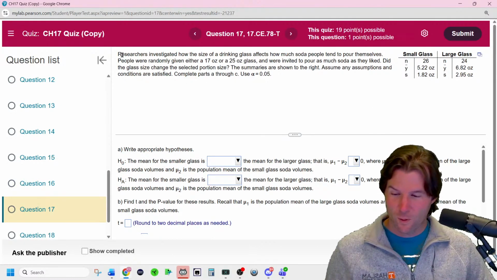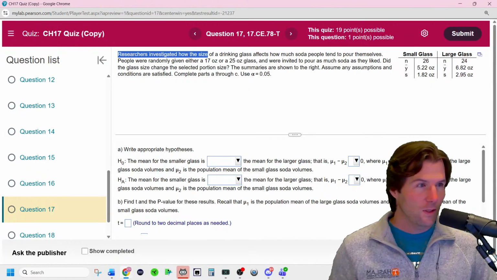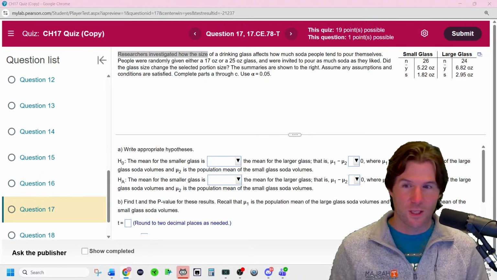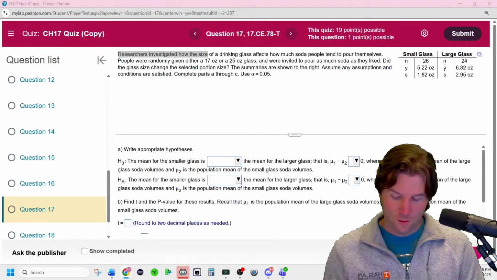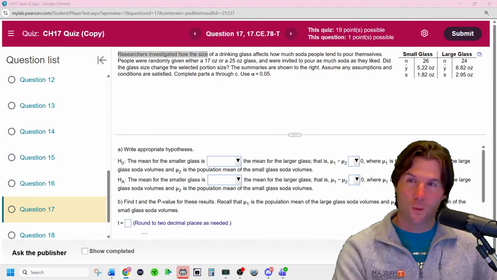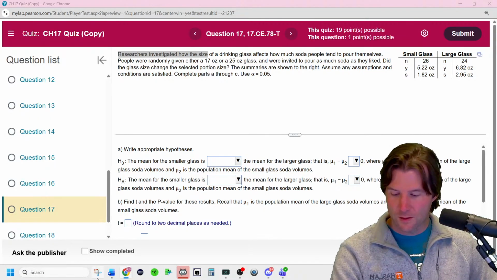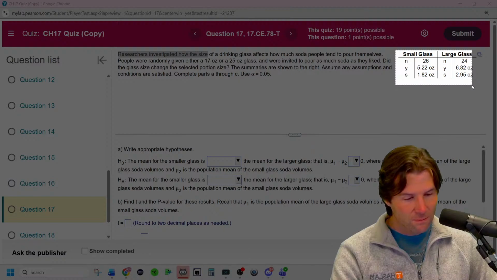So let's grab what we have right here. Researchers investigated the size of a drinking glass. And I want us to think about why this is a two-sample T to start. So this is 253, Stat 201, Chapter 17 quiz. Why is this a two-sample T, Peyton? Why is it a two-sample T test? So to do the two-sample T test, you're always comparing what?